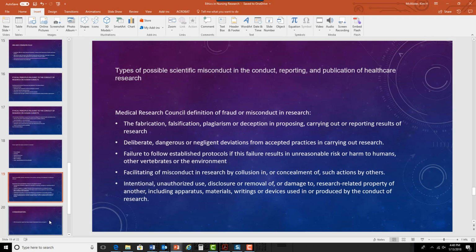Sometimes research can be funded by external sources, which is really great because a lot of research would not get done without it. We do need funding and assistance in carrying it out. However, we have to be careful as researchers that we don't allow the special interest of those funding it to influence the result. So we have to stay true to what we're doing.